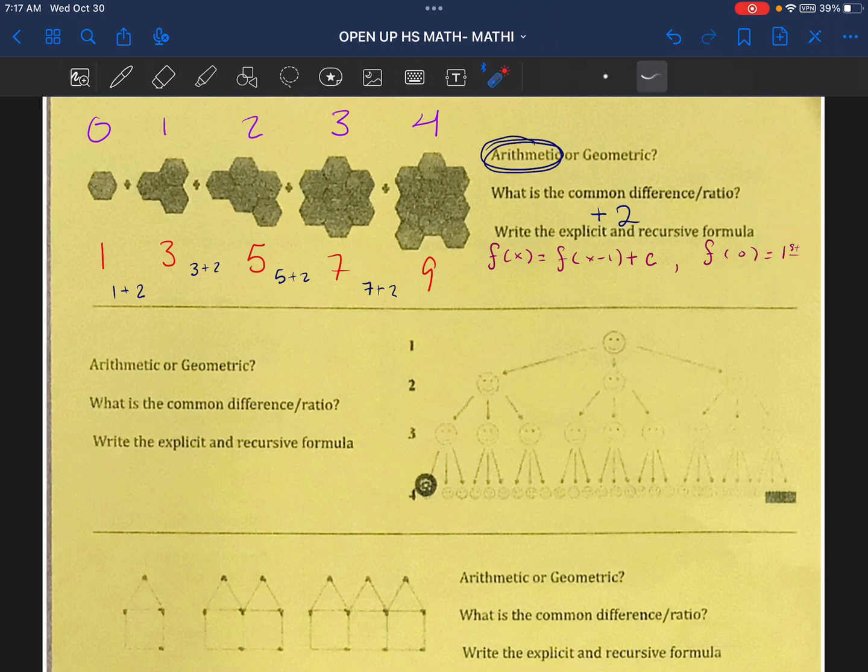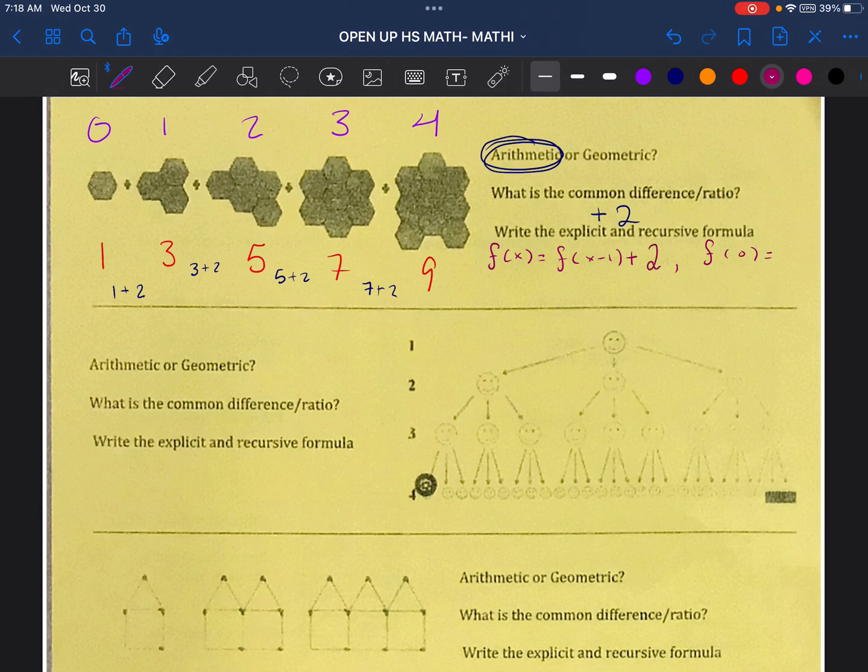What I'm going to do is erase what I have written here and fill it in with the number that I need. If I ask myself, what is the common difference? Well, we already answered that. It's plus 2. I also know that because from 1 to 3, I add 2. From 3 to 5, I add 2. From 5 to 7, I add 2. From 7 to 9, I add 2. So my common difference is plus 2.